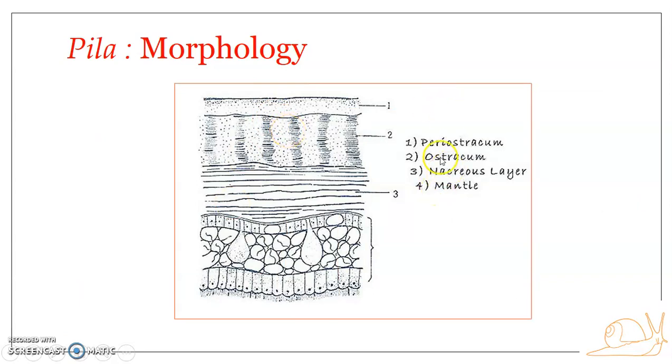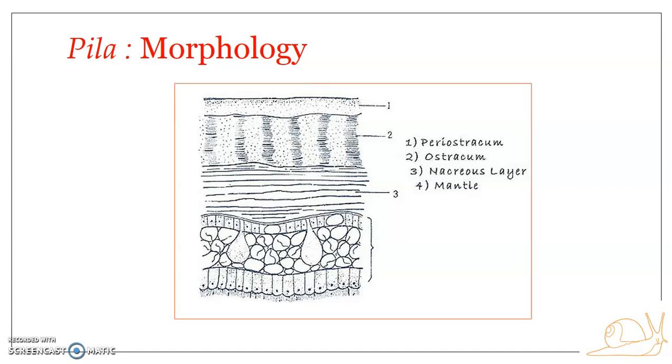Now, when you speak about the structure, the shell is formed of three layers. The outermost layer is the periostracum, then we have the ostracum, then the nacreous layer, which is in contact with the mantle. Chemically, the shell is mainly formed of conchiolin and calcium carbonate. Conchiolin is a chitin-like organic substance. Calcium carbonate is calcareous in nature.